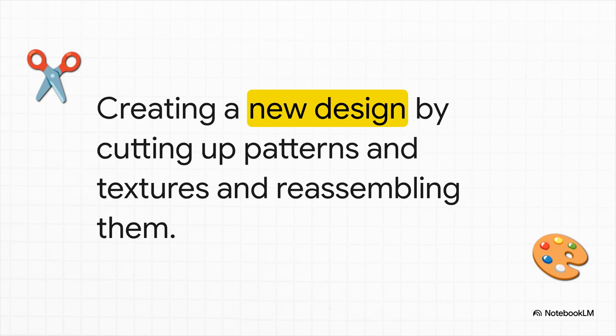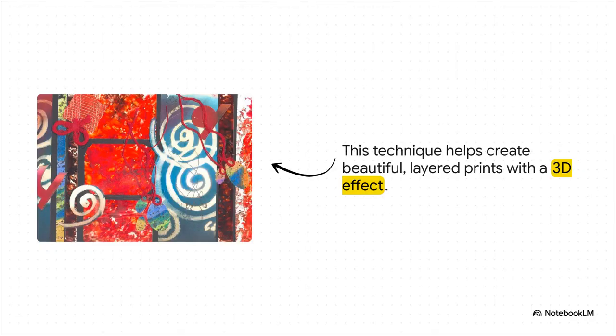Another fantastic method is collage. Now, this is an additive process. So instead of taking things away, the artist builds the design up by cutting up and combining different pieces of patterns, colors, and textures. And you can totally see how this leads to these beautiful layered prints. It's a way of creating something completely new by reassembling things that already exist, giving the final design this really rich history and complexity right from the start.